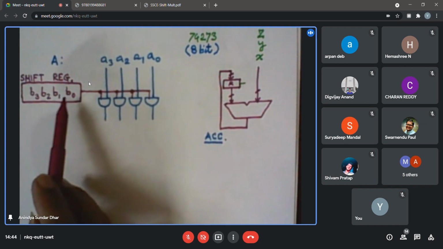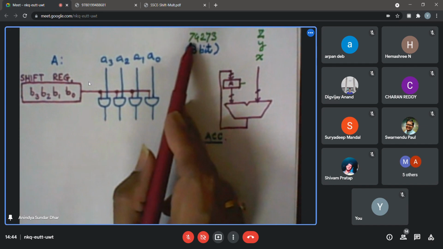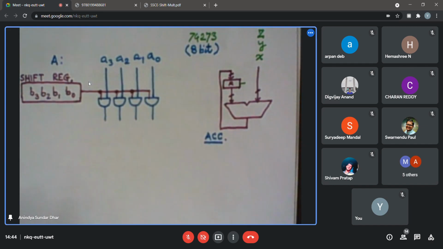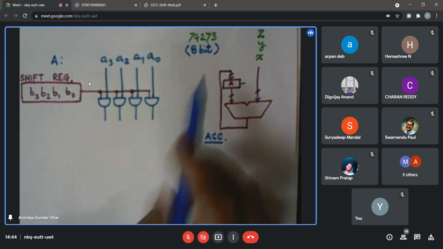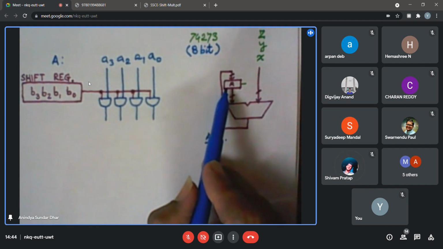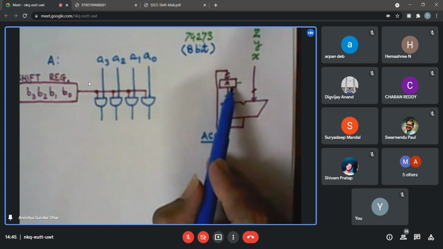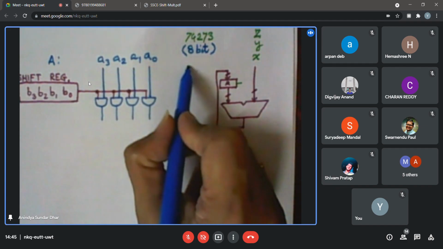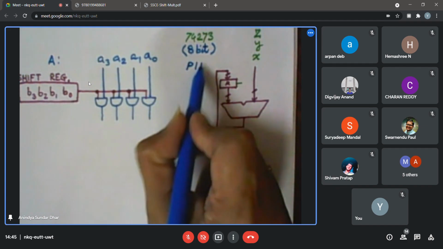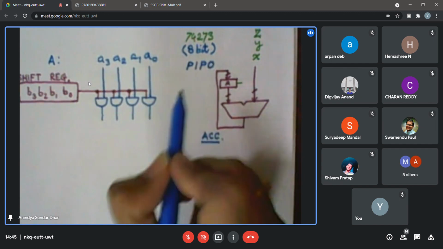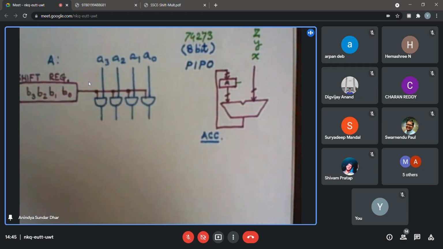So essentially, what is inside a register? Suppose when we talk about 74273, we say it's an 8-bit register. What is inside that? Probably last time we mentioned that. Flip-flops. What kind of flip-flops in general? Generally D flip-flops. So we have 8 D flip-flops that can store 8-bit values on a 74273. If I write PIPO, those who know can answer. What is the full form of that? Parallel in parallel out.